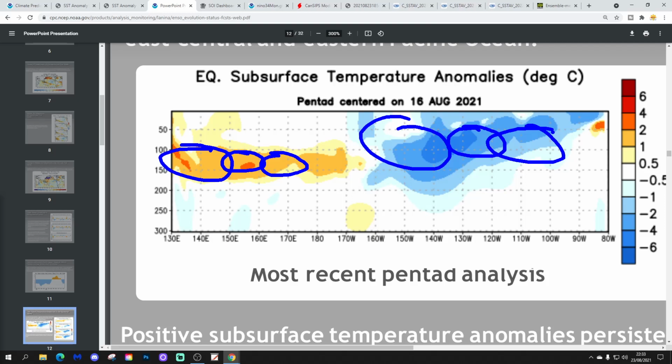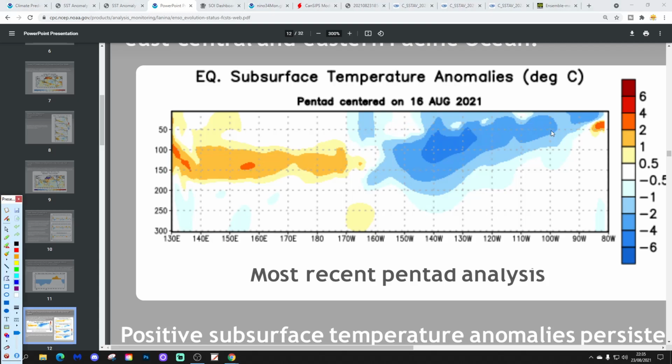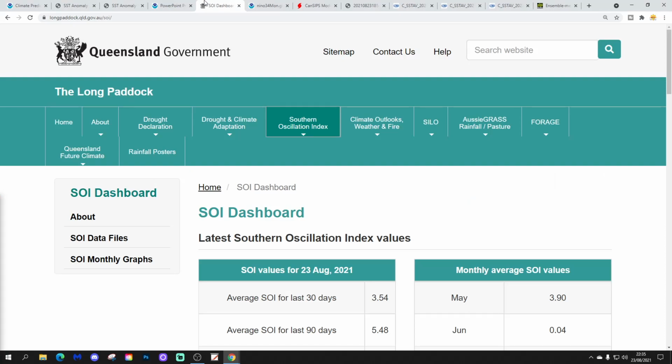But I think that the most likely outcome, based on the sea surface and the subsurface temperature anomalies, is that we will see a weak La Nina re-emerging. SOI looks like this.